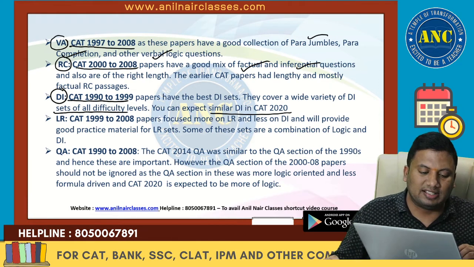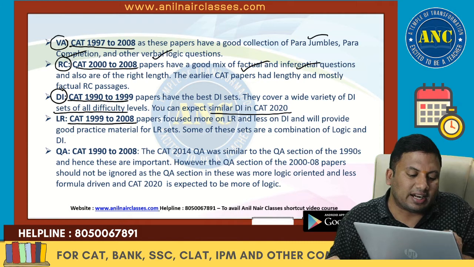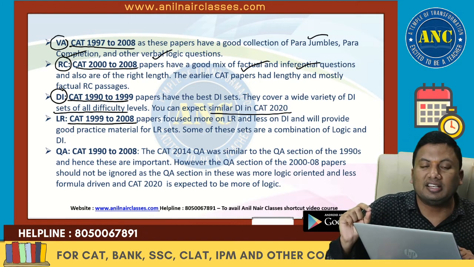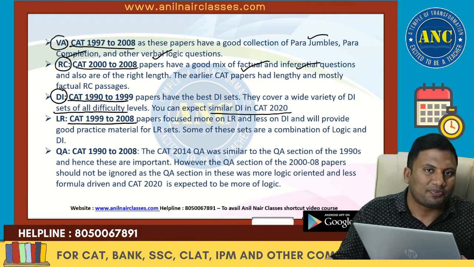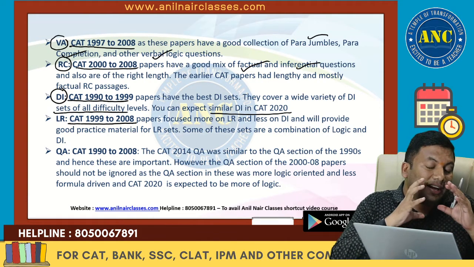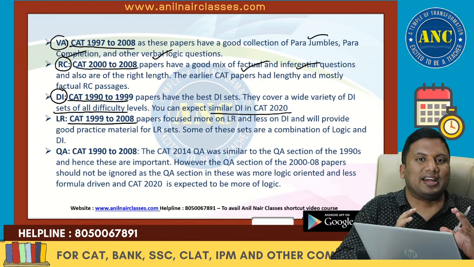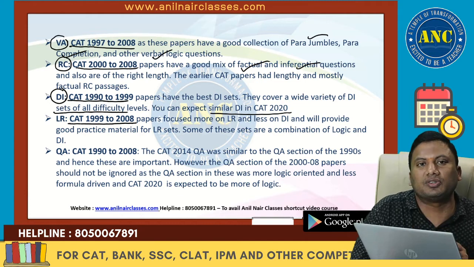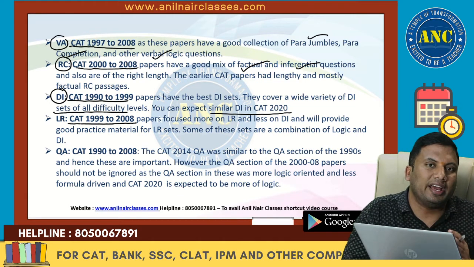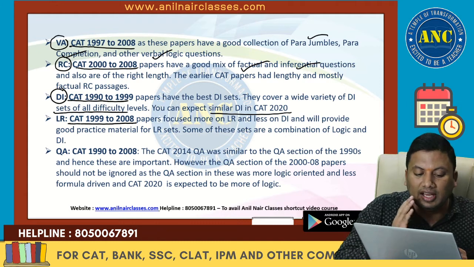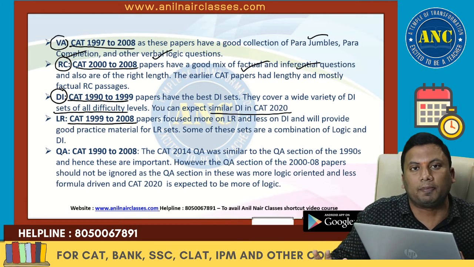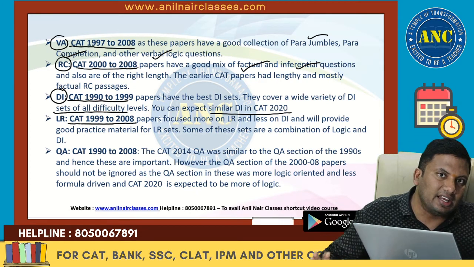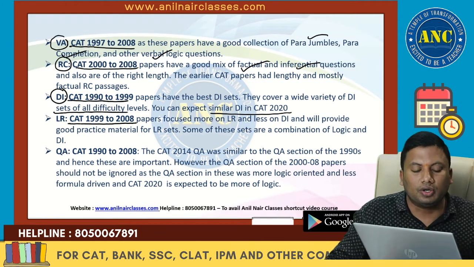For logical reasoning, go through all the previous year CAT papers from 1999 to 2008. There were a good number of DI caselets which use logical reasoning. As you know, in the last few years of CAT papers, DI also uses LR, so in a few DI questions, logical reasoning is used. LR recommended papers are CAT 1999 to 2008. DI is CAT 1990 to 1999.